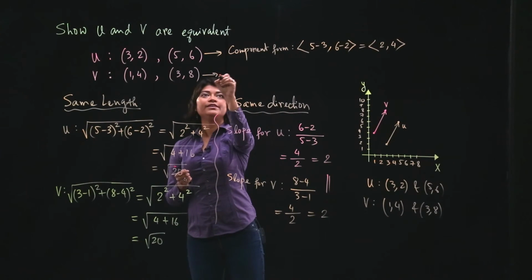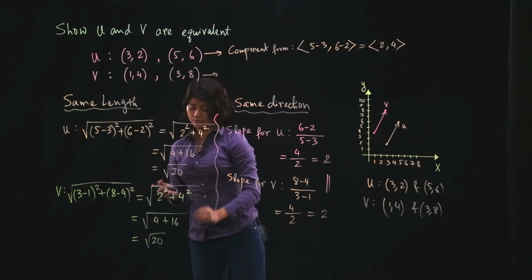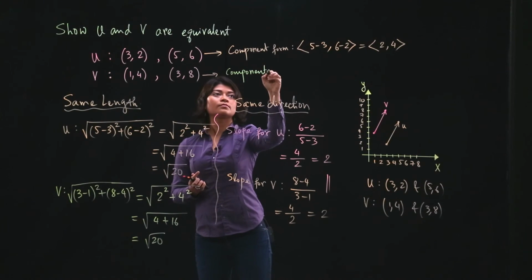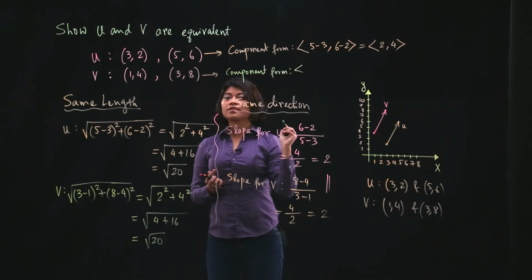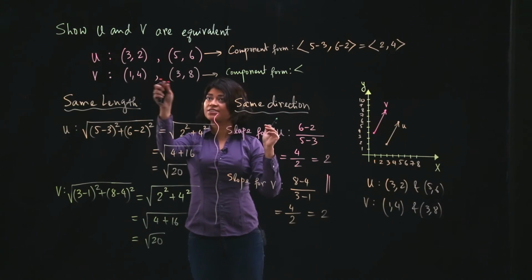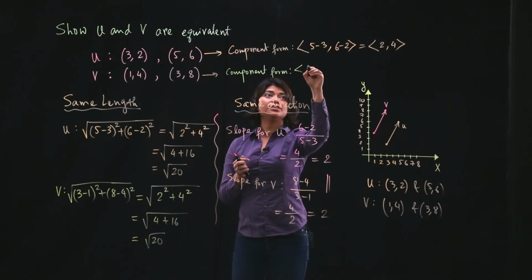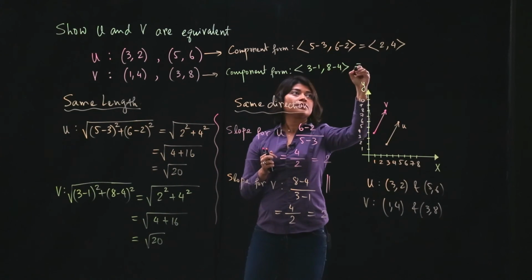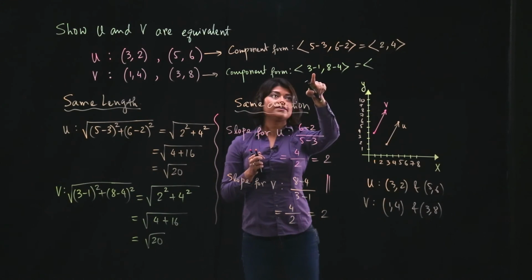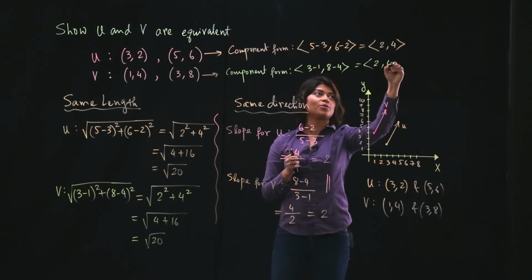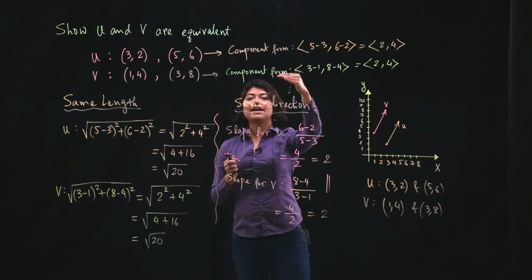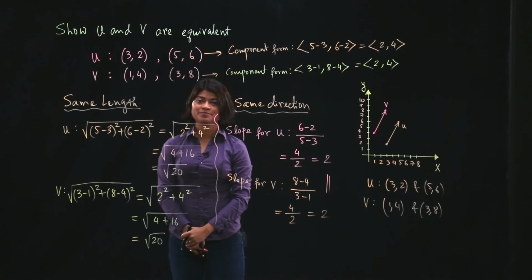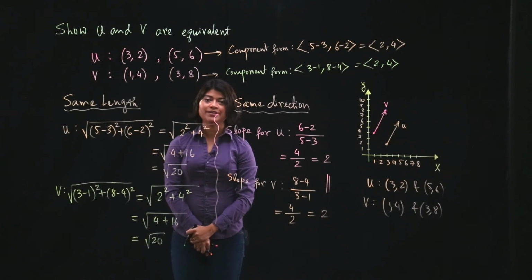Okay, let's do the same for v. Well, we do the same thing. Difference of the x values is the first coordinate, so this is 3 minus 1, and difference of y will be 8 minus 4. And notice that the first coordinate is 2, the second one is 4, which means u and v have the same component form, which also tells you that they are equivalent. So there are two different ways you can show u and v are equivalent.